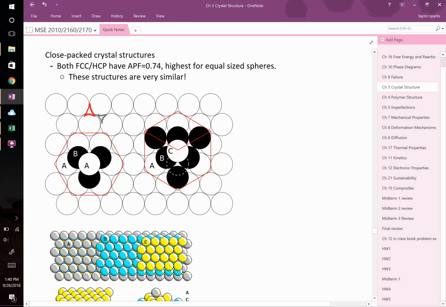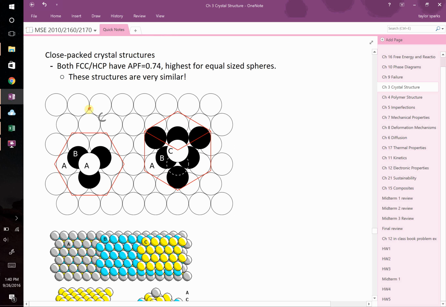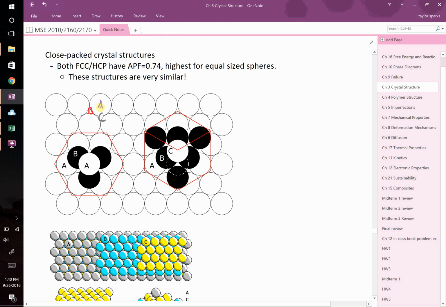We can choose one or the other. In fact, we can name those sites. Let's name one of them the C site, and we'll name the other one the B site, right? And then the last one where we started, we'll call this the A site. If you stack tennis balls alternating between the A site and the B site, over and over, back and forth, you end up with hexagonal close-packed. If you go A and then B and then C, you end up with face-centered cubic.